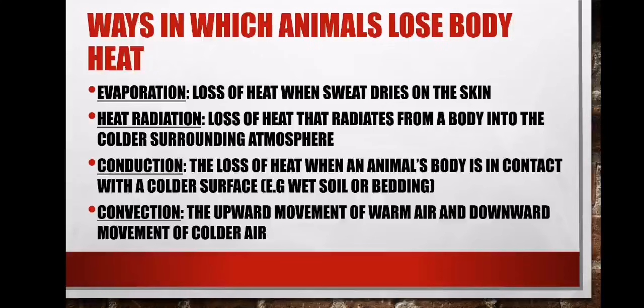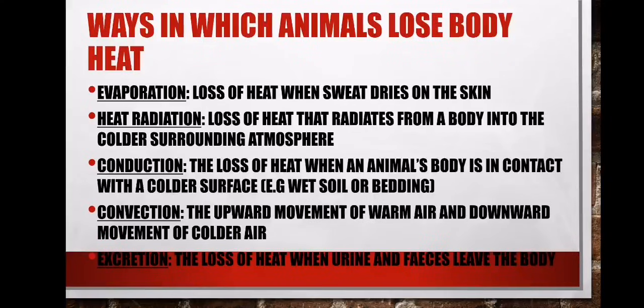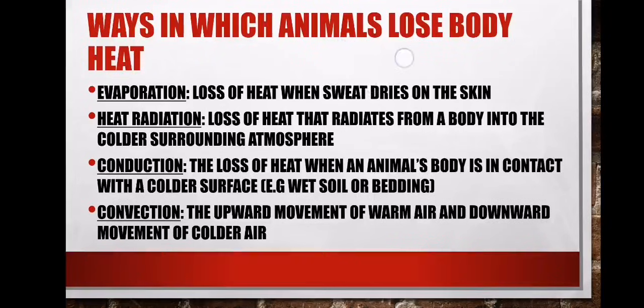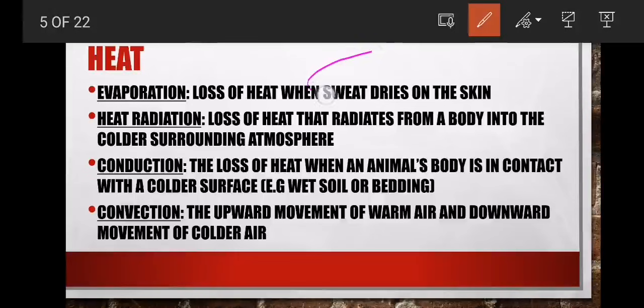Convection. Convection is simple. We just say it is the upward movement of warm air and the downward movement of colder air. Then we have the last one, excretion: the loss of heat when urine and feces leave the body. So what you find here is an animal, and the animal is excreting.